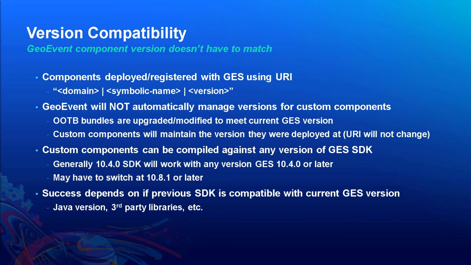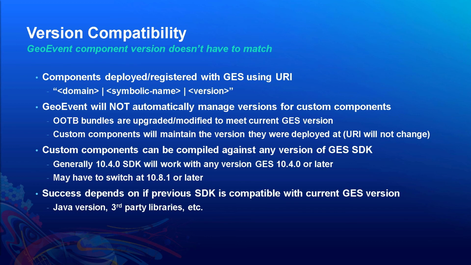This is not true for custom components. GeoEvent will not make any assumptions about the version of custom components. So in the upgrade scenario above, if you recompile and deploy the custom components using the 10.8 SDK version, their URI will no longer match what is in your 10.6 configuration. And when you import the 10.6 configuration into the 10.8 machine, all items based on your custom components will fail to load. It is for this reason that it is best to compile your custom components against the earliest version of GeoEvent SDK you ever expect to deploy against. If you do this, you will not have to modify your existing configuration as you upgrade GeoEvent over the years.